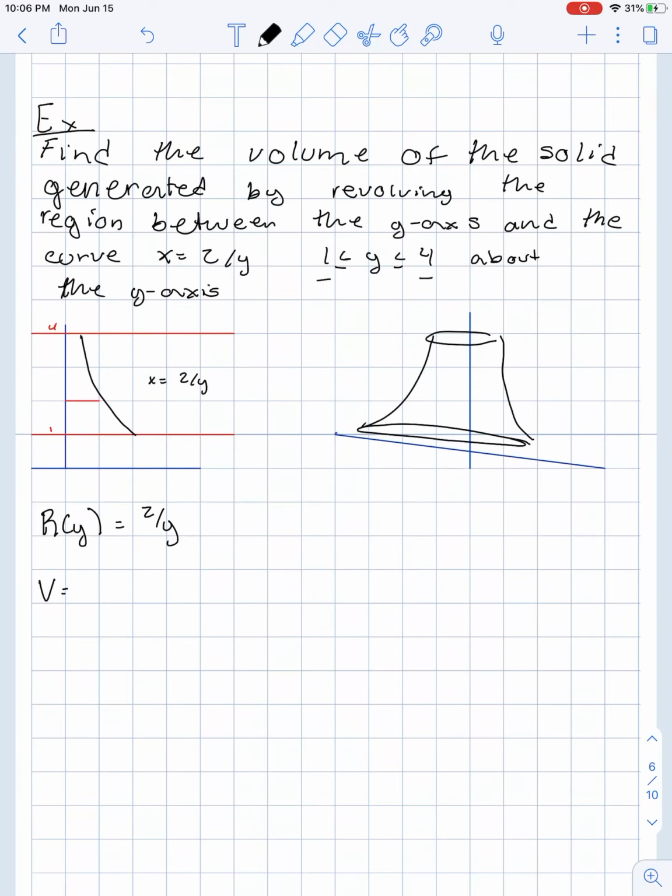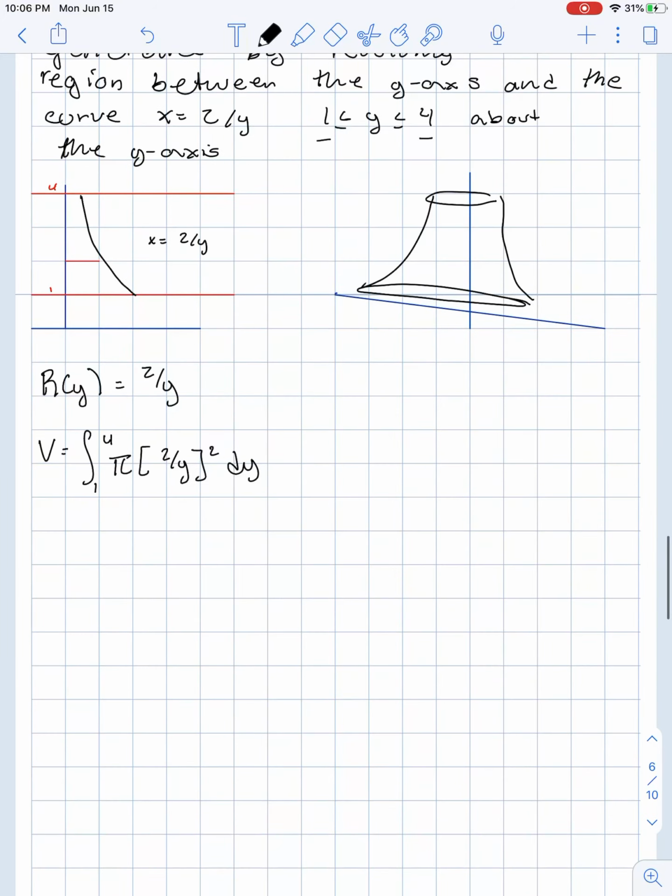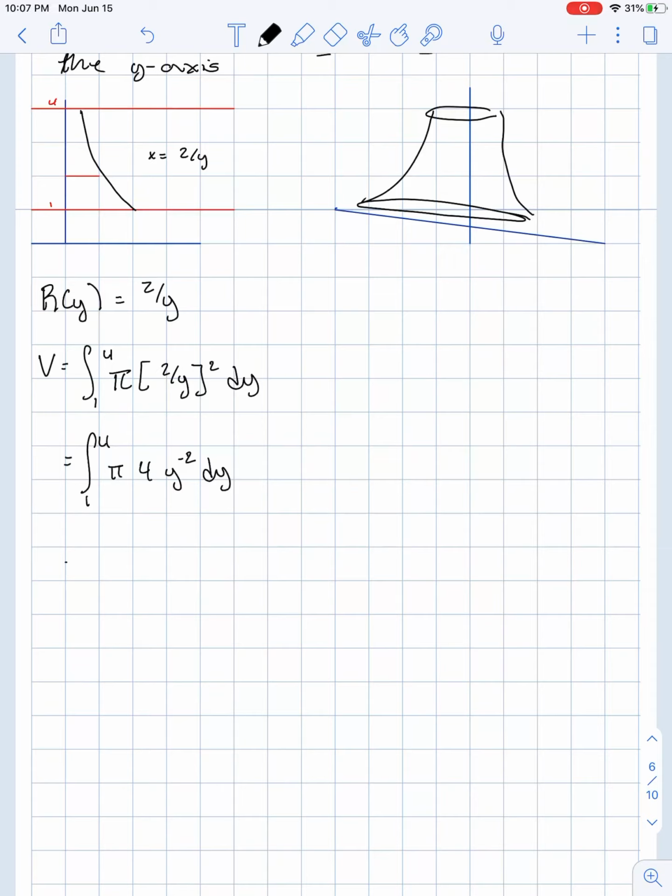My volume equation says that I'm going to go from 1 to 4. I'm already given those up top. And I'm going to put my area, which is pi times 2 over y squared dy. All right? And then I'm going to simplify that first just to help me. So 2 squared is 4. And then I'm going to write this as y to the -2 dy. That just helps me integrate.